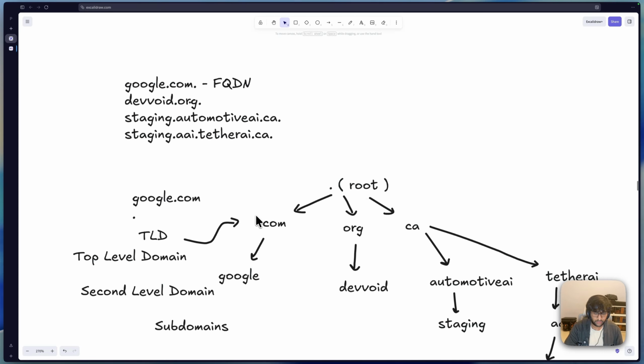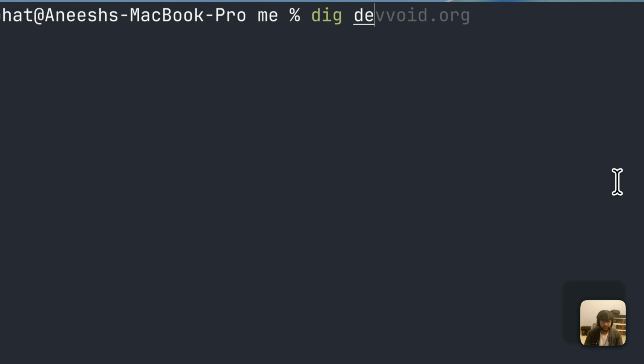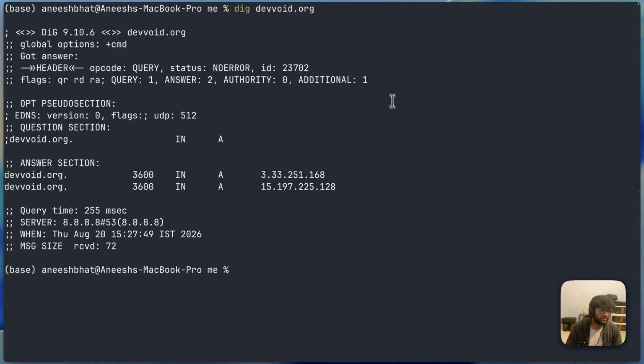Now, what we'll do is, let's quickly check something up to understand a bit more about what a DNS record is, okay? So what I'll do is, I'll go dig and do DevVoid.org. I'll tell you what dig is in probably a separate session because that has a lot of aspects to it. But I'll do this command. And this gives me, ignore everything for now and just focus on this aspect, okay?